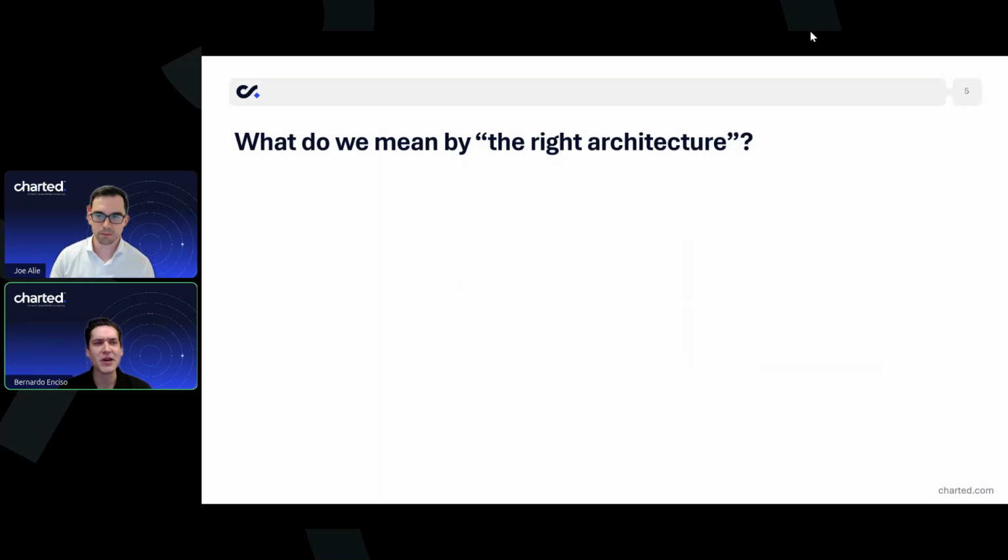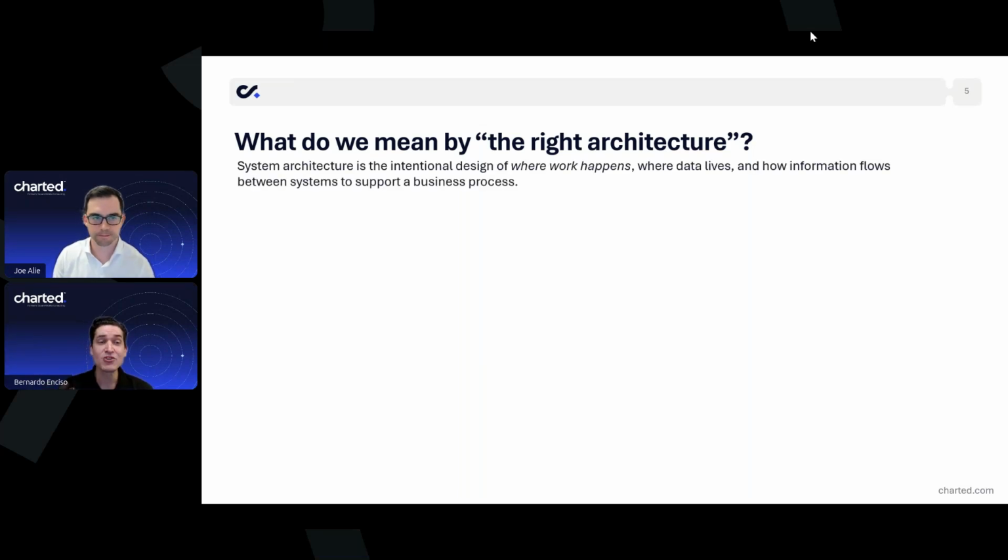But let's define what we mean by the right architecture when it comes to a business process, specifically accounts payable. So just to level set, when we say system architecture, we're really talking about the intentional design of where work happens, where data lives, and how all that information flows between systems in order to support a business process for your organization. So, a very straightforward definition.